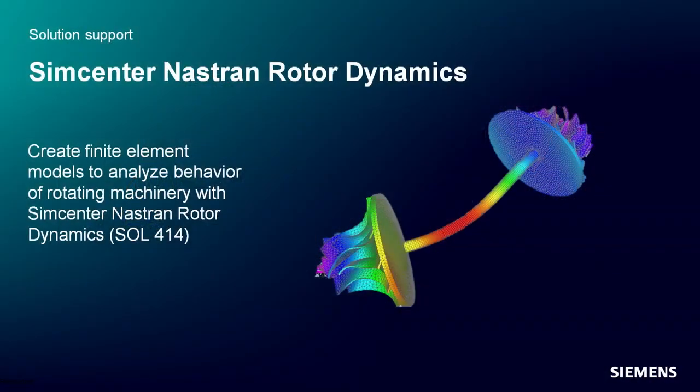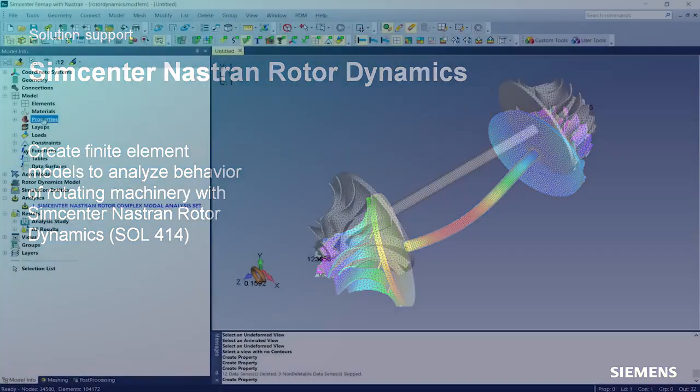Thanks, Andy. Femap 2306 introduces extensive support for Simcenter Nastran's rotor dynamics solution sequence, Solution 414, which can be used to execute different analysis types, including maneuvers, normal modes, complex modes, harmonic response, and transient analysis of rotating structures.